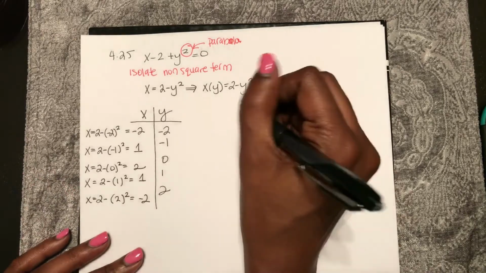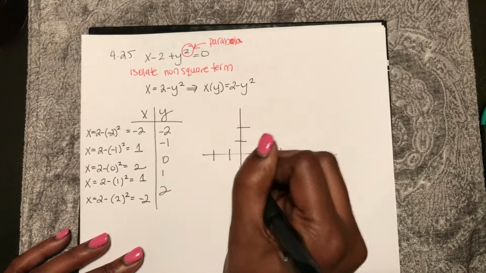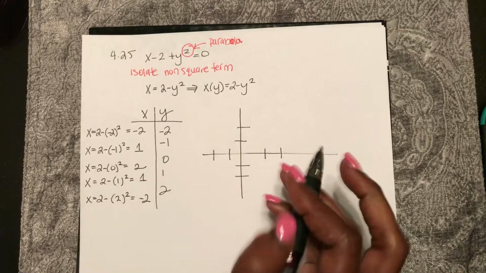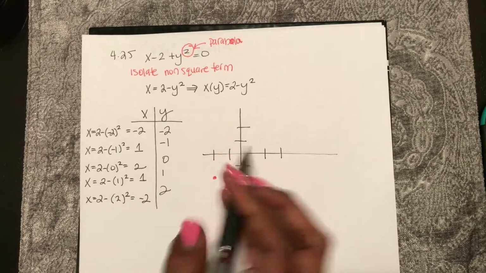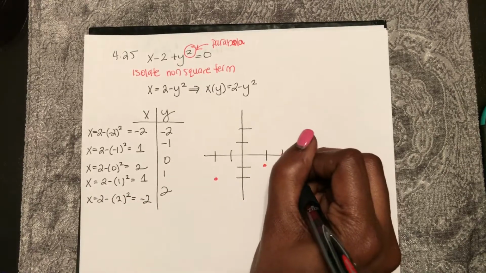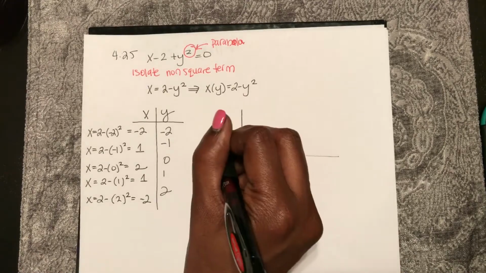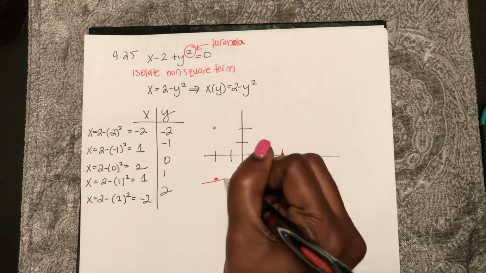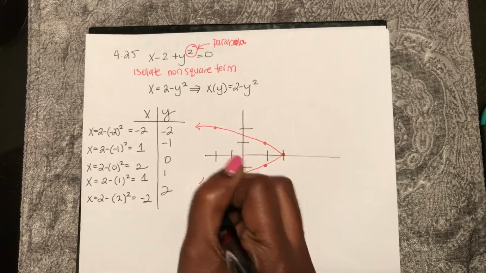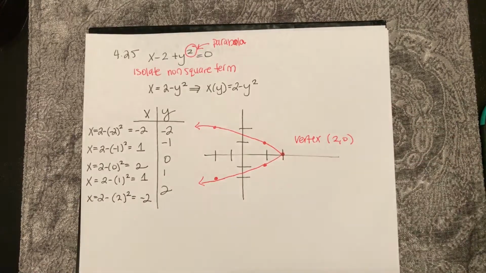So now I can plot these points. Now I'm still going to plot them x, y. -2, -2 is here. 1, -1 is here. 2, 0 is here. 1, 1 is here. And -2, 2 is up here. And we know it's going to be a parabola. And we can see our vertex is at the point 2, 0.